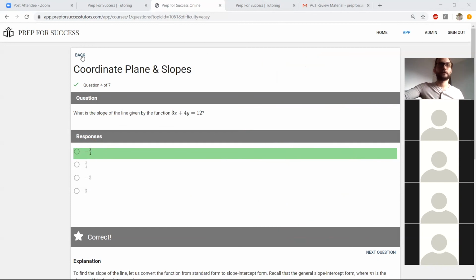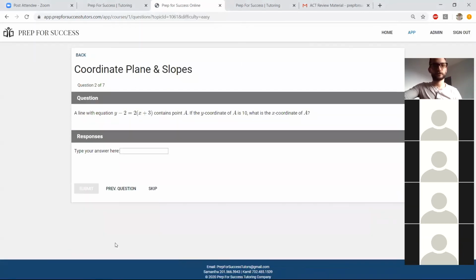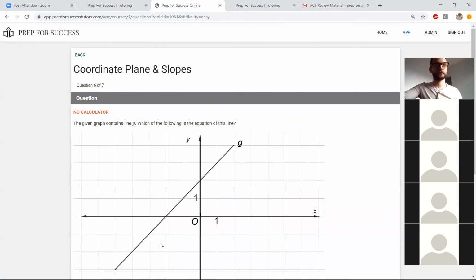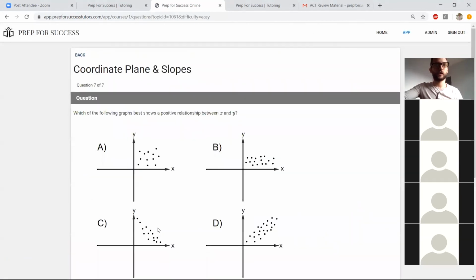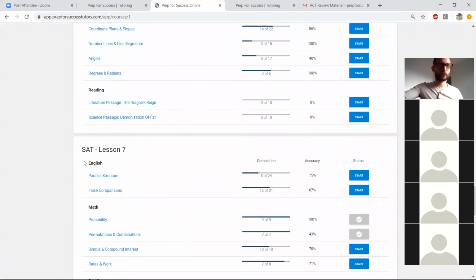Good. Is there anything else? I think for the most part you guys are okay. Once again, do easy and medium, tackle that for homework.